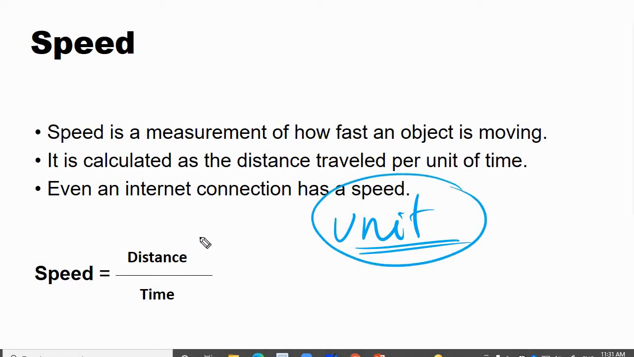If you look at distance, you can see that distance is always measured by kilometers, meters, miles, like that. Time is always measured by hours, H means hours, minutes, M-I-N means minutes, and seconds, S means seconds. All of that is about time.